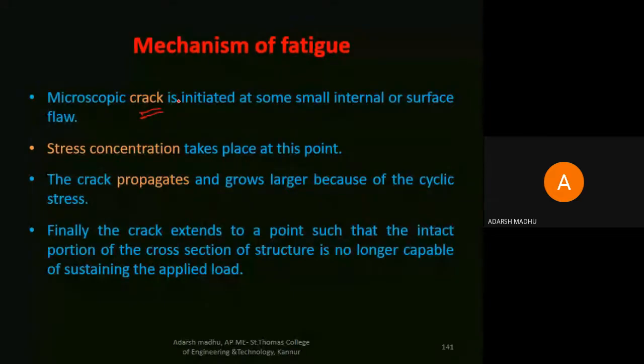The first step of fatigue is that a microscopic crack appears on a material, a small internal or surface flaw. If it is happening in a small internal or surface, we can experience a small or microscopic crack appearing on a metal. Whether it is internal or external, there will be a microscopic crack. Then stress concentration takes place at that point.